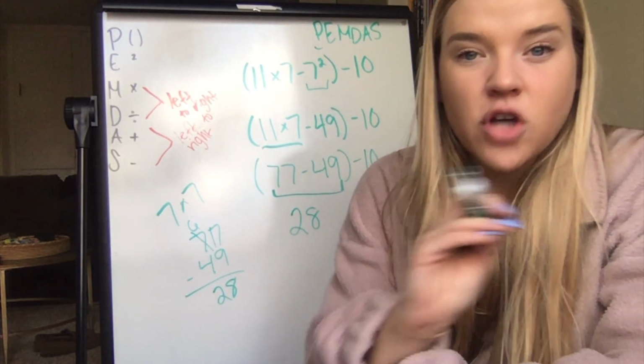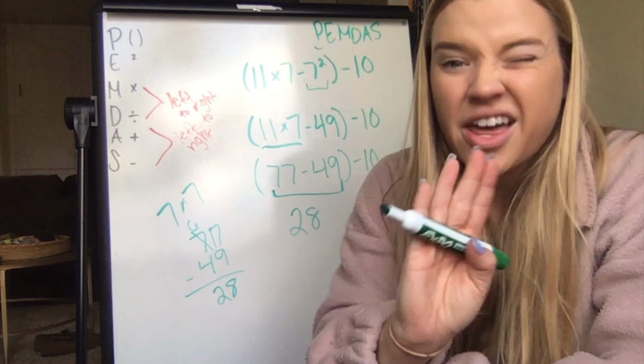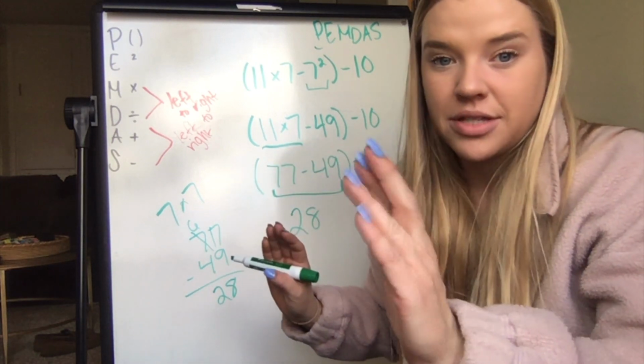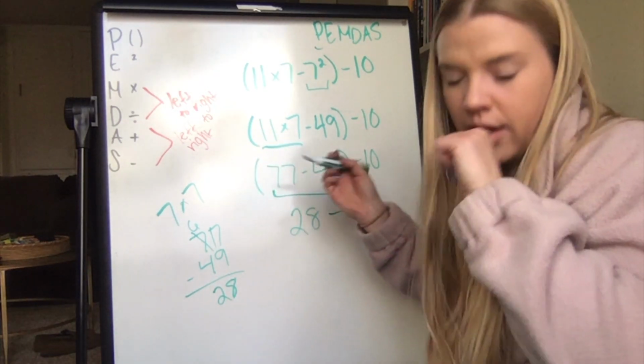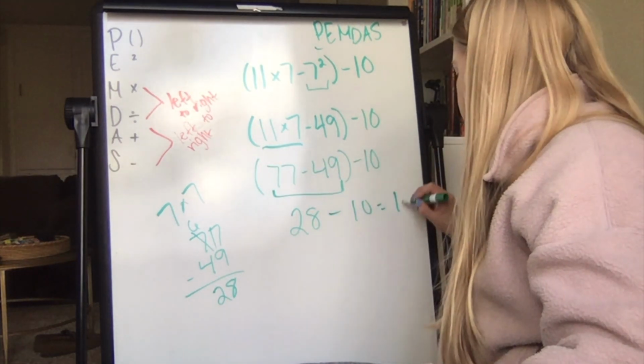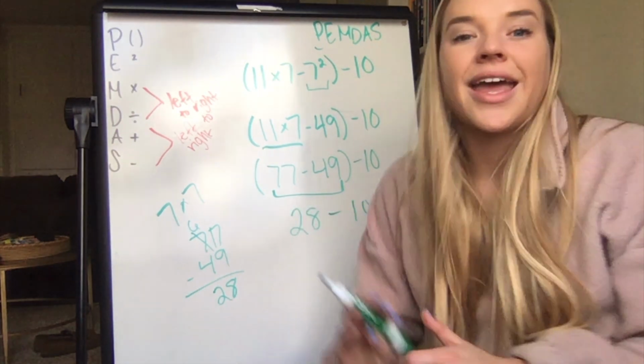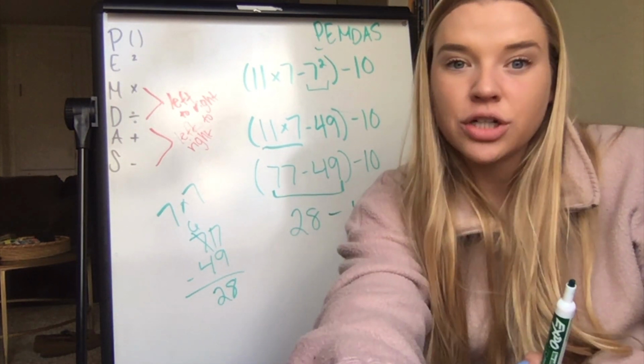And now that I've solved all of the operations, I'm left with one number. There's nothing else I can do in that parentheses. I can get rid of the parentheses. They're done. Minus 10. 28 minus 10 is 18. And there is my answer.